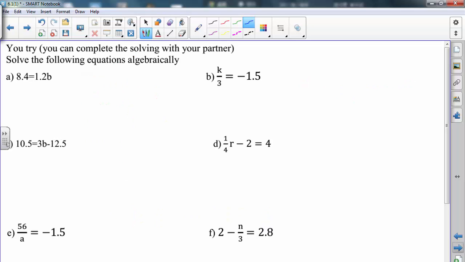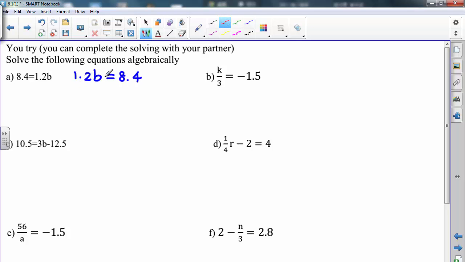Okay, so right now, I want you guys to use all the inverse operations to solve those equations algebraically. 8.4 equals 1.2 times b. If you don't like this way of demonstrating the equation, you can convert this one to 1.2b equals 8.4. You can just swap both of the sides simply.